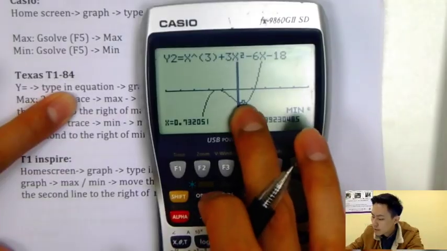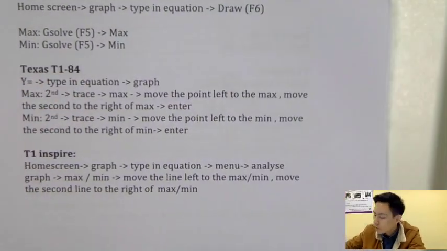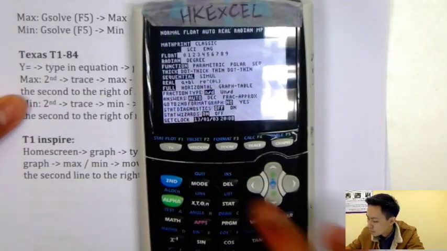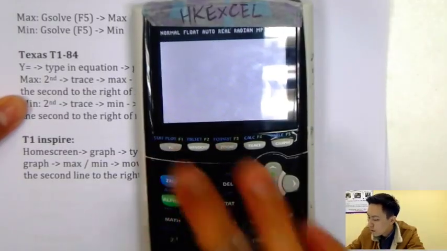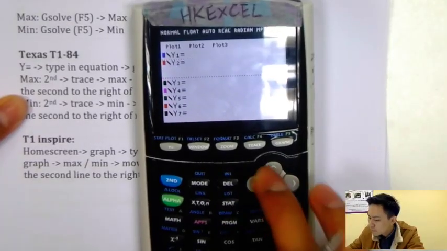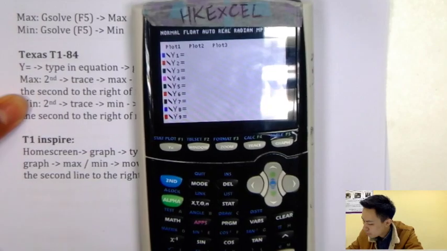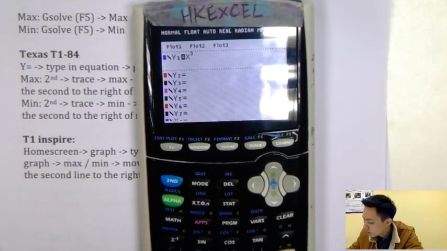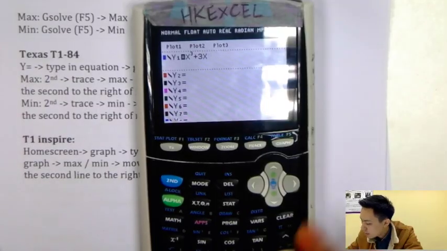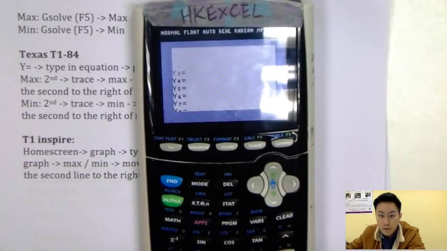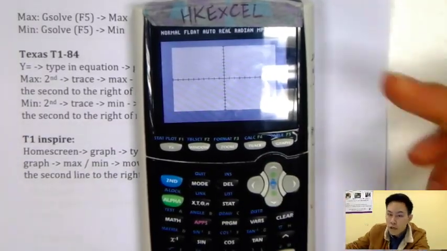Then you see this. Okay, and for Texas model, you have to go to y equals, and then you type in the equation, same thing. So x power of 3 plus 3x squared, minus 6x, and then minus 18, right? And then go graph it. So the window, you change it to the same.